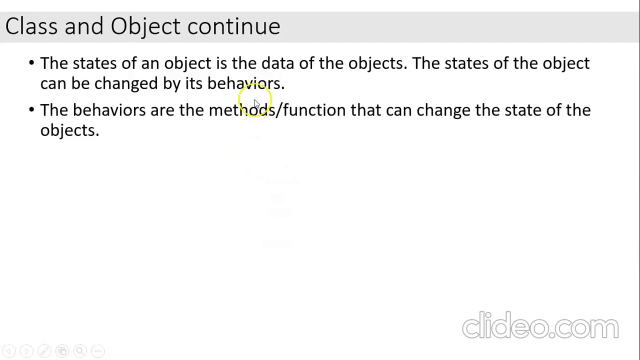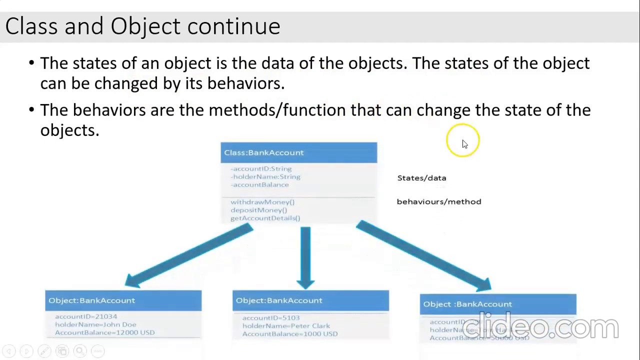The state of the object can be changed through its behavior. The behaviors are actually methods or functions that can change the state of the object. As we can see, we have a bank account class, and from that bank account class we create many actual bank accounts. Like this is John Doe's bank account, which has an account balance of 12,000, while Peter Clark has an account balance of 1,000, and here is the account of Tom Hanks.